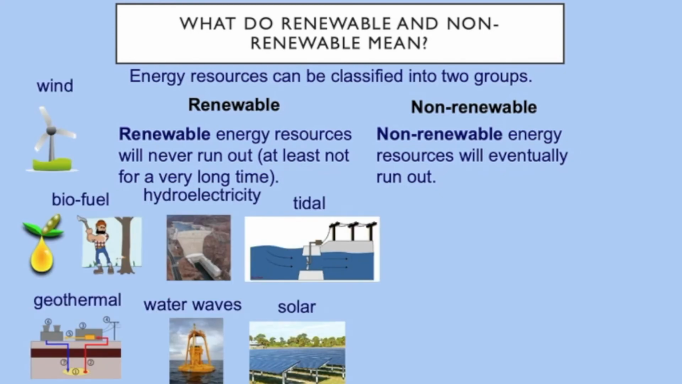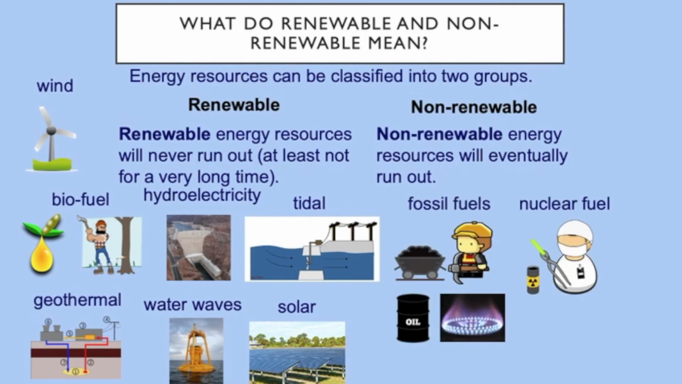Examples of renewable resources could be wind, biofuel, geothermal, water waves, solar, tidal, hydroelectric. All of those would be classed as renewable energy resources. Non-renewable resources would be fossil fuels and nuclear fuels. Okay, so you can see the difference. The fossil fuels, coal, oil and gas, and the nuclear fuels will eventually run out, whereas the other ones won't.